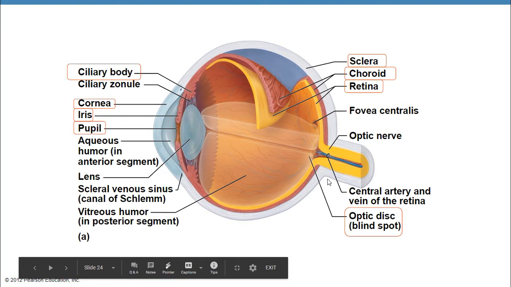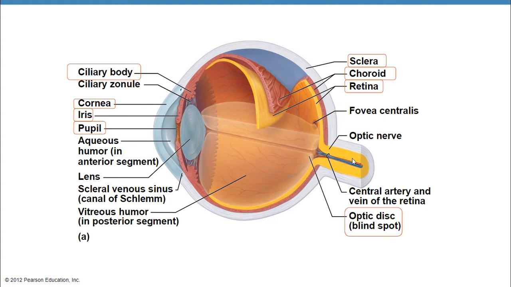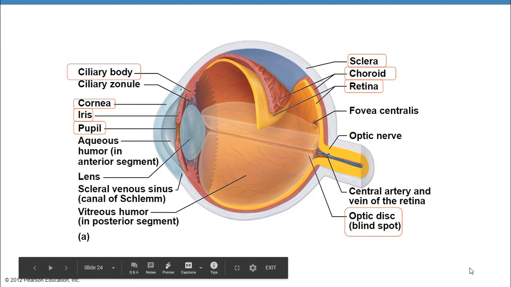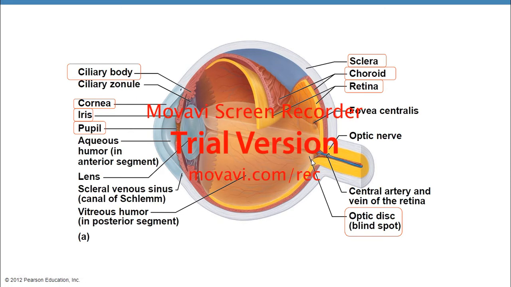Then you have your optic nerve, and essentially your optic disc is going to be your blind spot. That's right in front of where the optic nerve is exiting. So that's essentially why it's your blind spot. There aren't any receptors in that area, so the optic disc is the blind spot because it doesn't have any receptors.